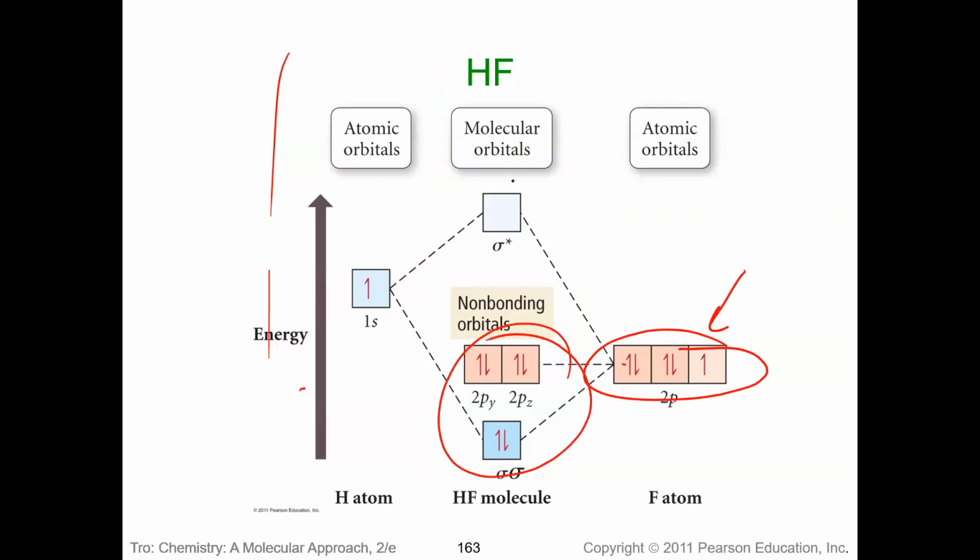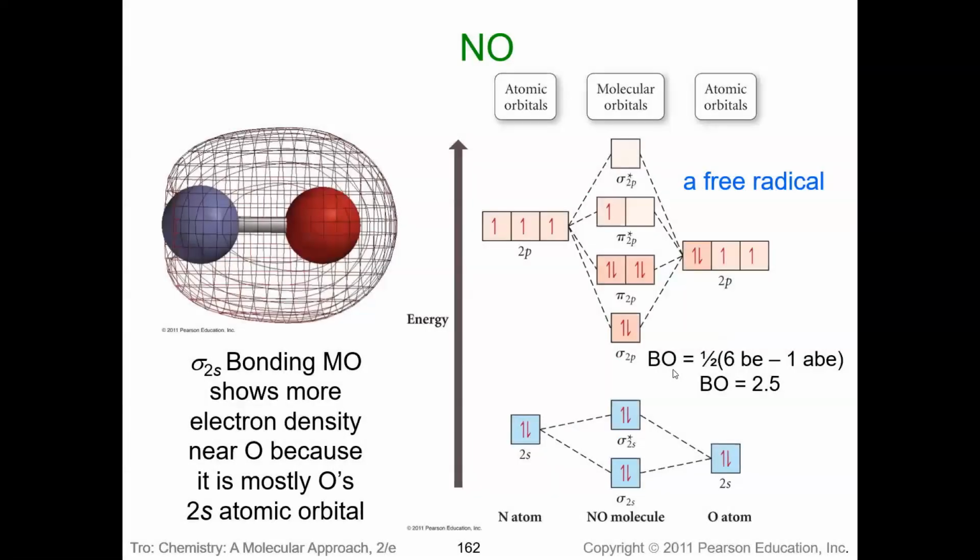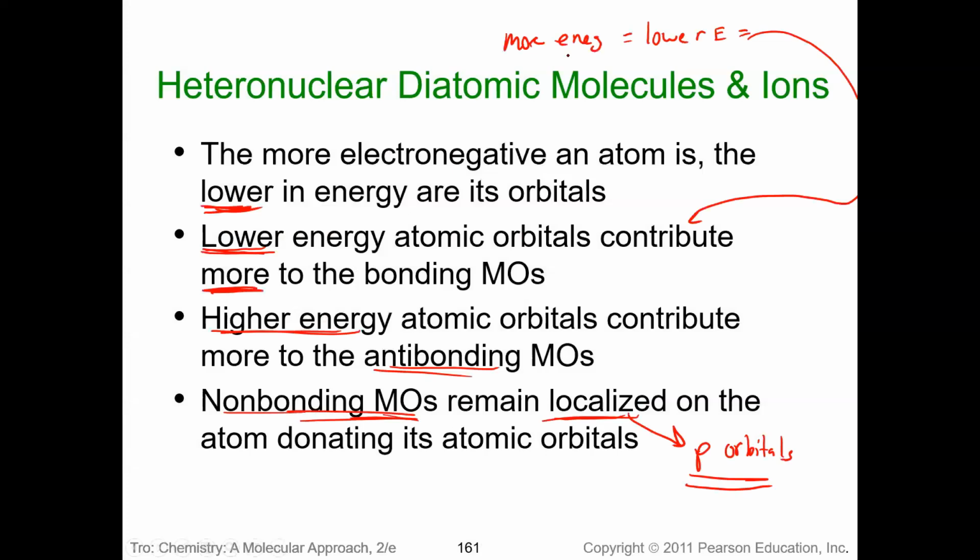This one is up here above this. This is our destabilizing molecular orbital. So that's just a little bit about electronegativity. Again, the more electronegative it is, the lower the energy is, and the lower the energy, the more it contributes to our bonding molecular orbitals.